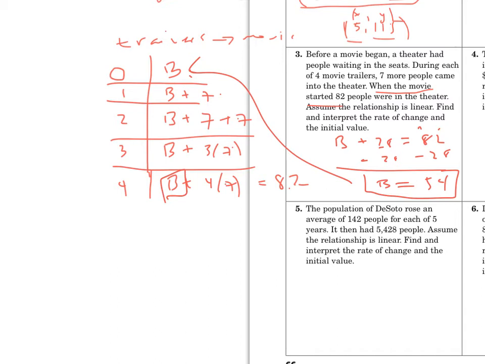That makes sense. And so our rate of change is 7, because this number keeps going up 7 each time, and this number is going up 1 each time. So our equation would be y equals 7x plus 54 in this situation.